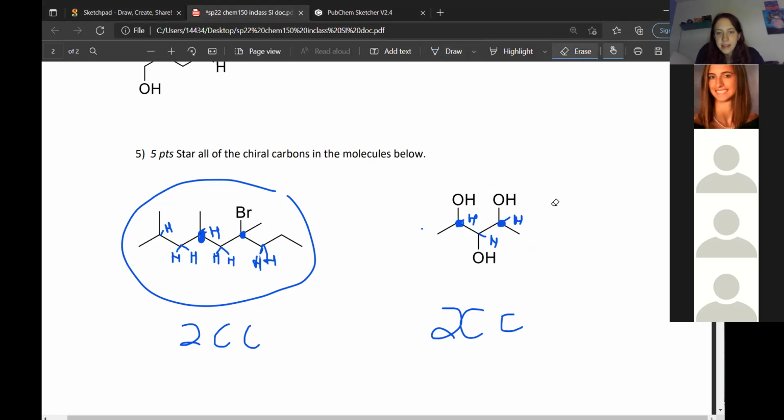Now, if we were looking at, again, this middle carbon, there's an OH coming off of it, there's an H, so that's 2 different substituents. But then these 2 halves of the molecule, if I split it right here, this is the same, and this is the same. And so there are not 4 different substituents coming off of this carbon because these 2 halves are the same.